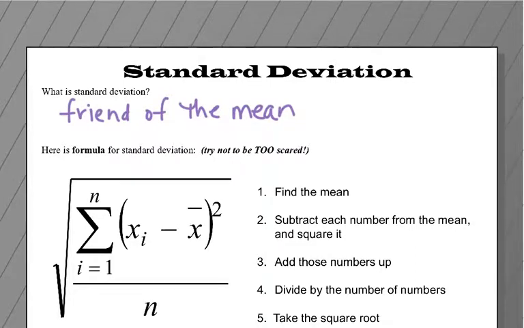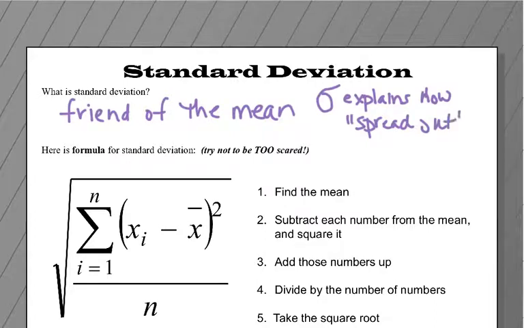The standard deviation, whose symbol is a little 0 with a tail on it, explains, it's kind of not the right word, but explains how spread out the scores are. A high standard deviation means scores are really spread out, and a low standard deviation means that numbers are more clustered, we say, to the mean.